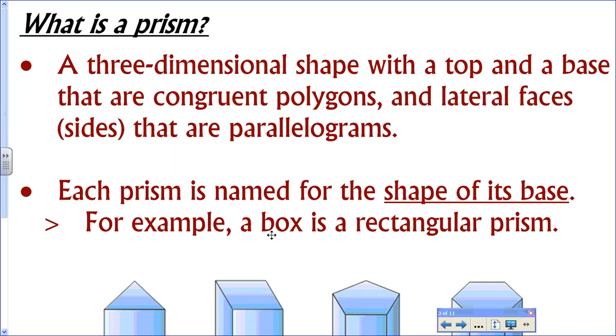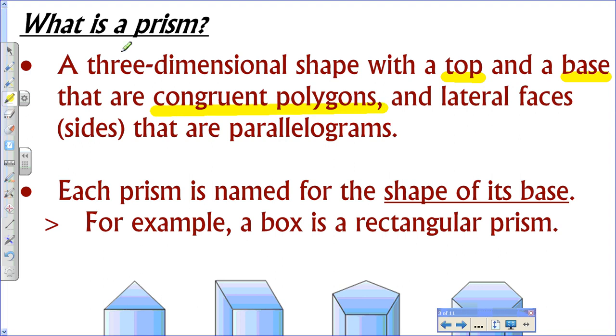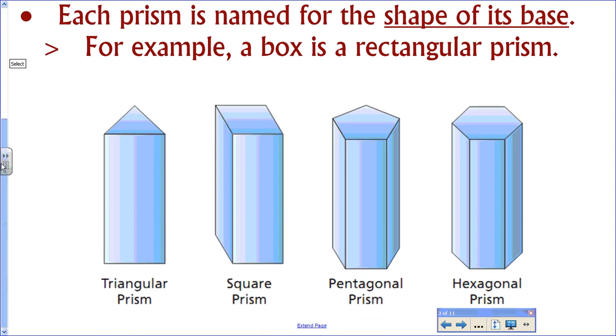A prism is a three-dimensional shape with a top and a base that are congruent polygons. That's important. So if we look at our examples, the first is a triangular prism. Notice that the top and the bottom are congruent triangles, or the top and the base.